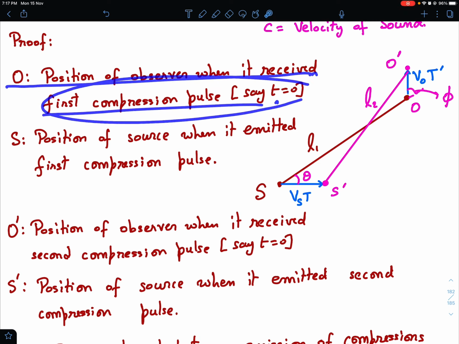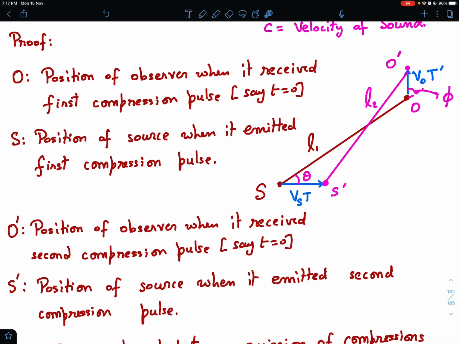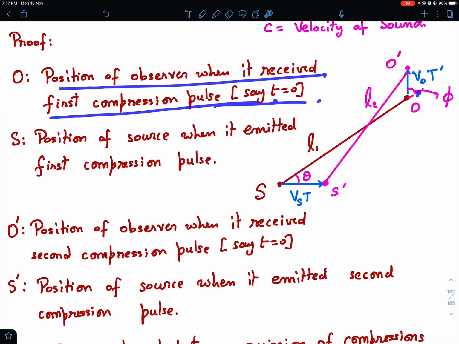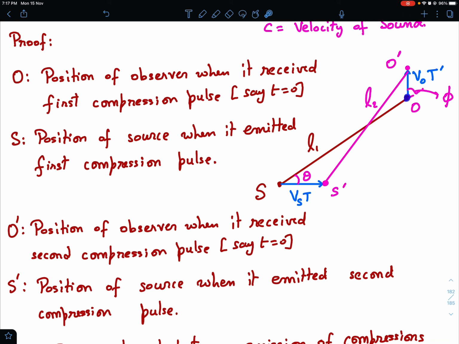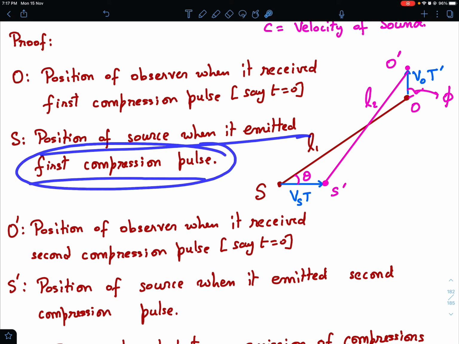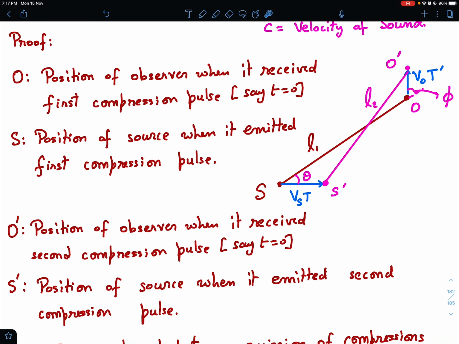O is the position of the observer when it received the first compression. Let us say O is continuously receiving the compressions, and we are observing what is happening at O. As soon as the observer received the first compression, we started our stopwatch. So t equal to 0 is the time when the observer received its first compression. O is that position of the observer, and S is the position of the source when it emitted that compression pulse which was observed by O. Obviously, if O is observing the compression pulse at t equal to 0, the source must have emitted that compression pulse sometime earlier.